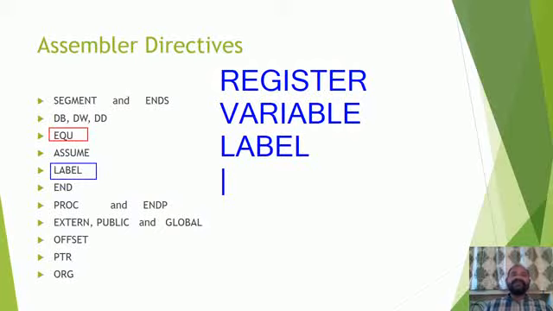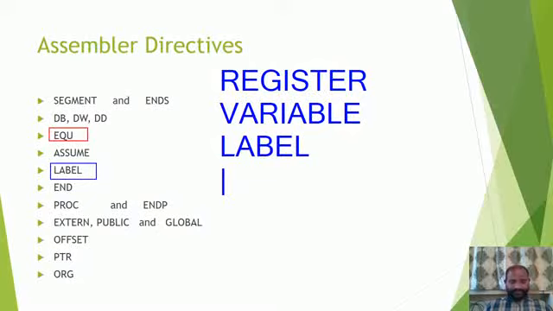Now, coming back to the variable, a variable is also a name assigned to a memory location whose value may change during the execution of the program. Now the question is, what is the difference between the register and the variable? A variable is a name assigned to a memory location, and that memory location may change. It is not the fixed one.